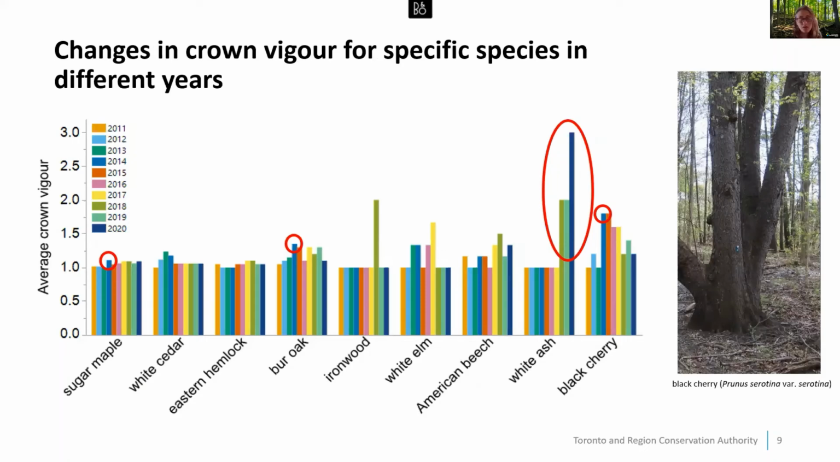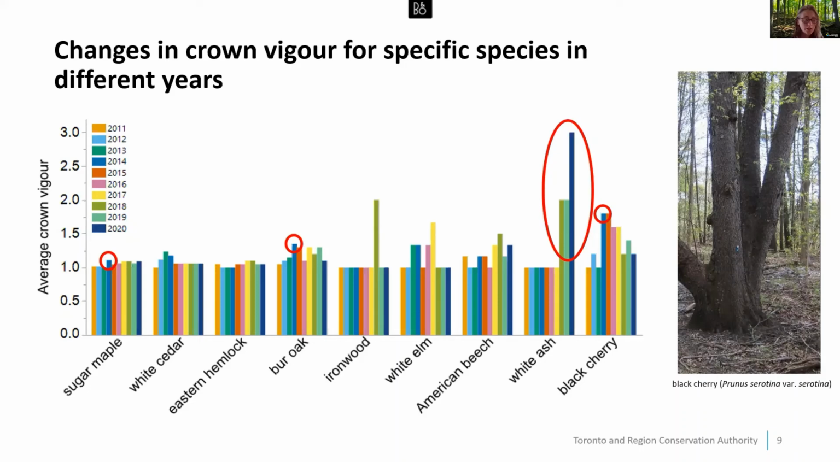We also looked at changes in crown vigor for specific species in different years, and we did find some variation. And I want you to note that this graph, the y-axis is actually inverted. So if you see increases, it actually means that the crown vigor was declining.